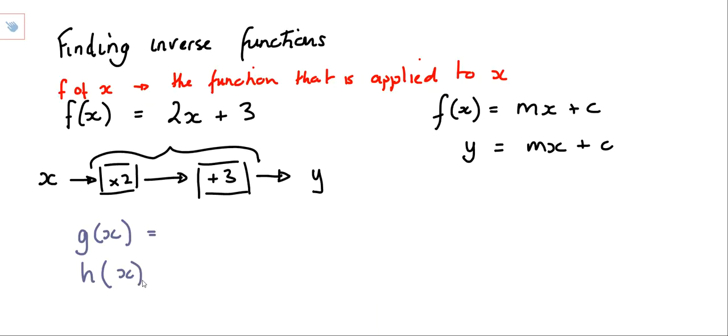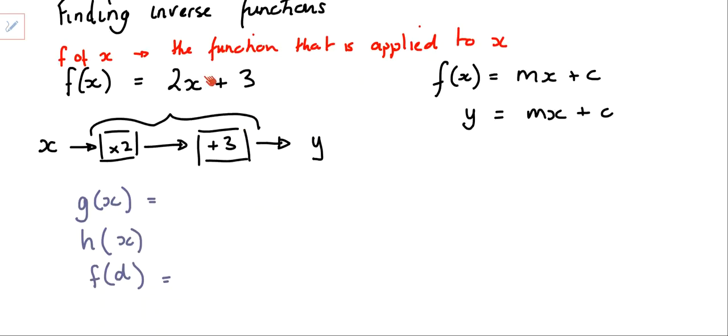If I have a function that's not applied to x but is applied to, in physics for instance, distance, I could say f of d. So that would be a function that is applied to d, and instead of having 2x plus 3, I might have d squared plus 3d plus 1, for instance. So I might have a quadratic, but that's what that means.